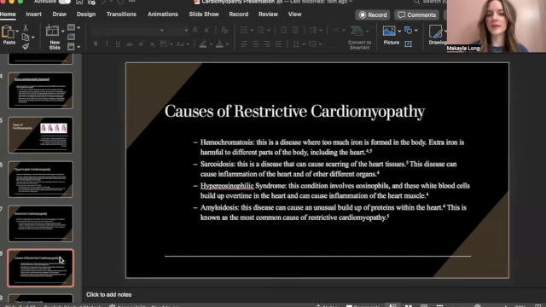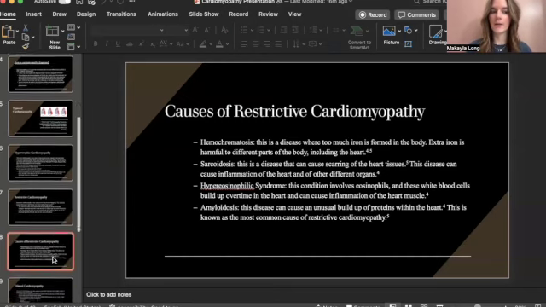Hypereosinophilic syndrome involves eosinophils, which we learned about in class, and these white blood cells build up over time in the heart and can cause inflammation of the heart muscle. Amyloidosis is a disease that can cause an unusual buildup of proteins within the heart. This is known as the most common cause of restrictive cardiomyopathy.